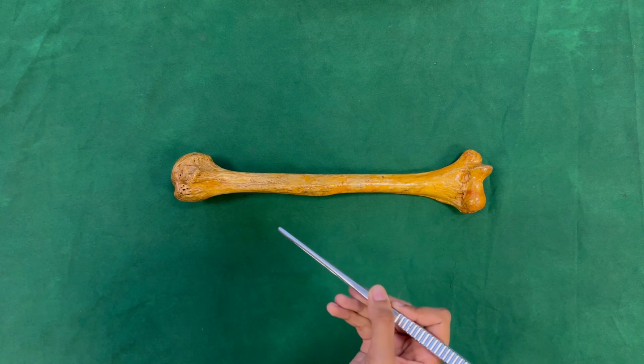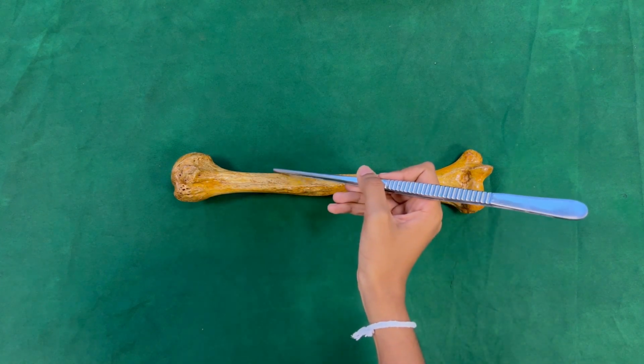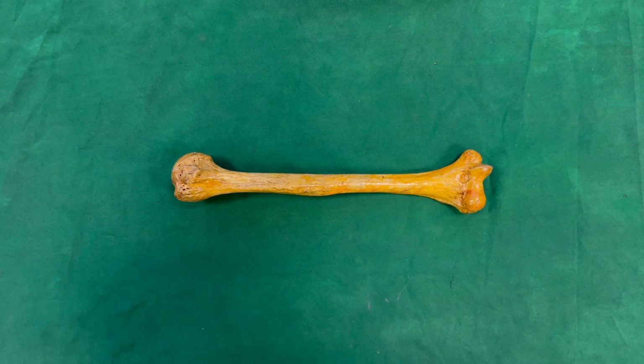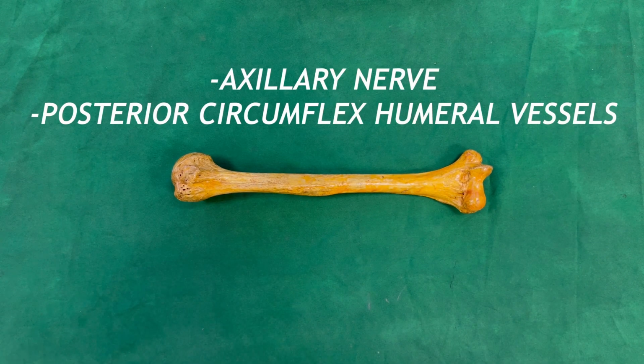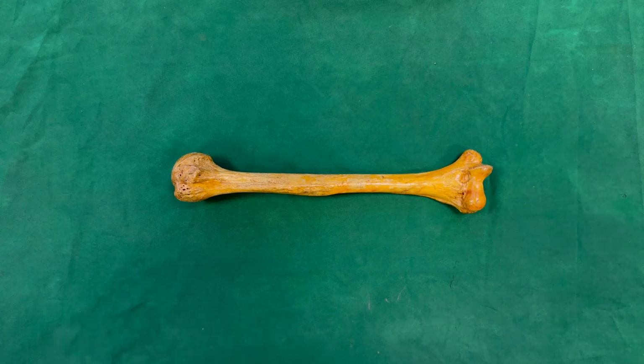The surgical neck lies at the junction of the proximal end and the shaft of the humerus. The axillary nerve and posterior circumflex humeral vessels lie against the bone here.